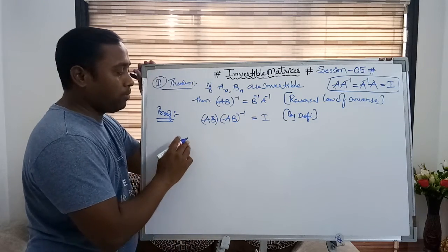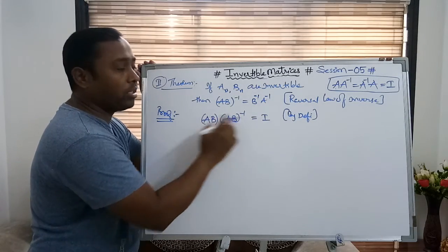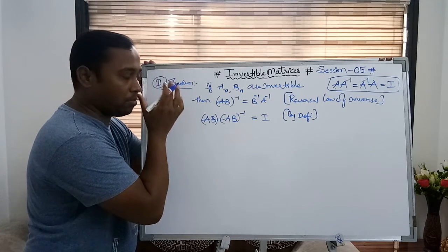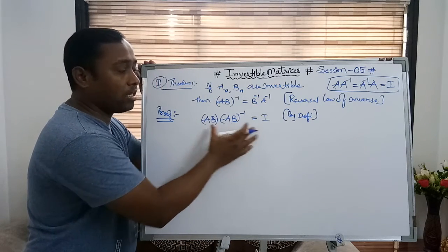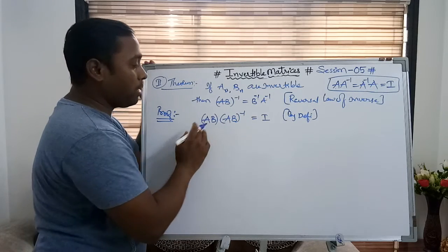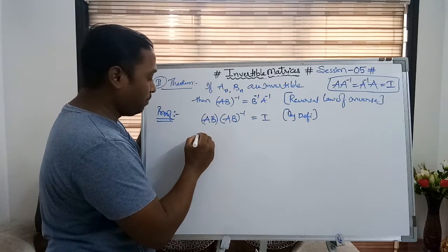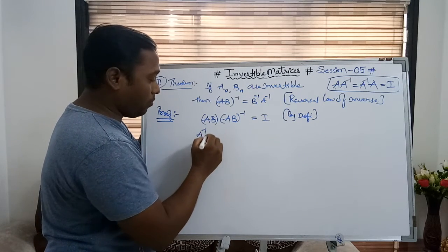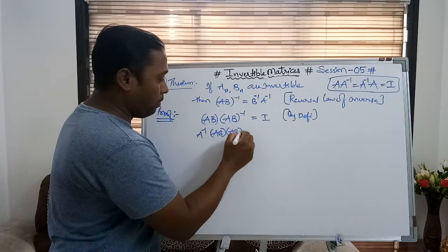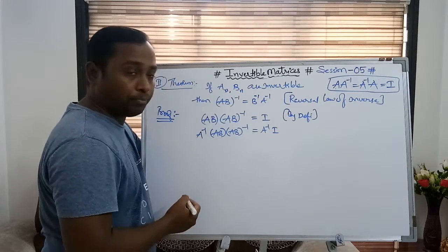Thereafter I am multiplying the entire equation with A inverse on the left hand side. Remember, while multiplying the matrix on either side, left or right, you have to decide. So I am multiplying the entire equation, that is pre-multiplication, with A inverse. So A inverse into AB whole inverse is equal to A inverse into I.